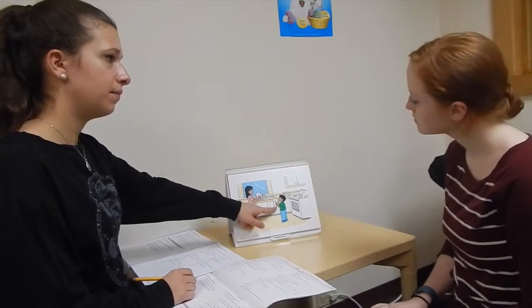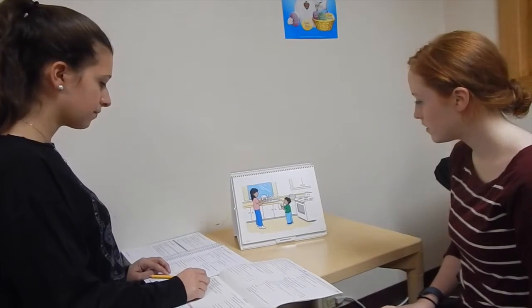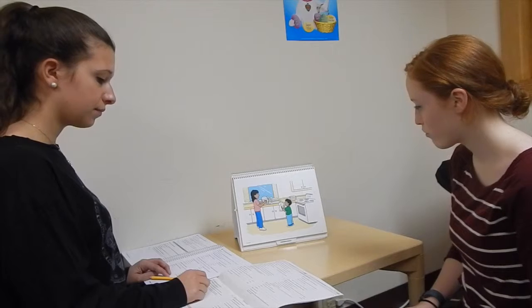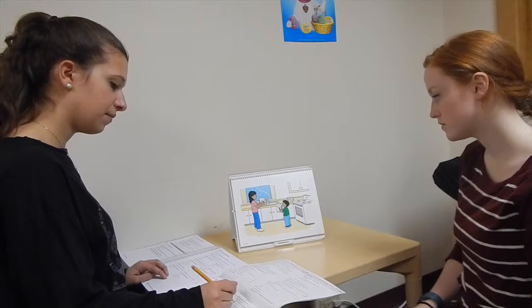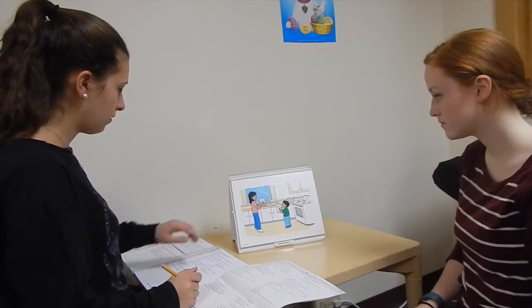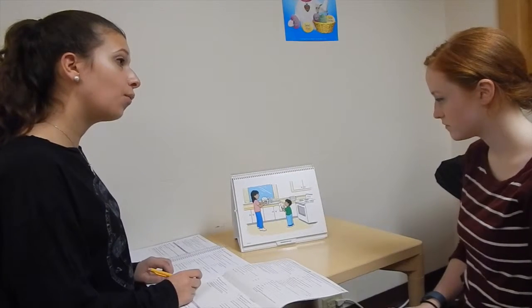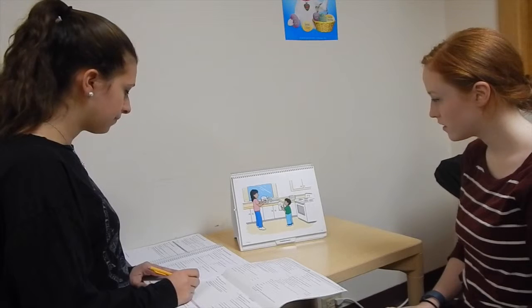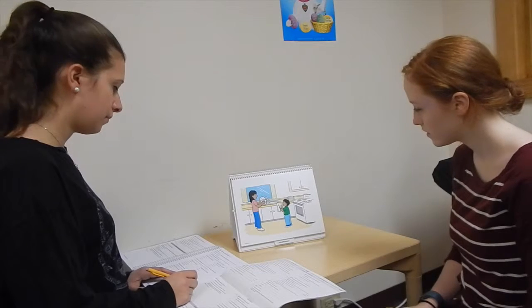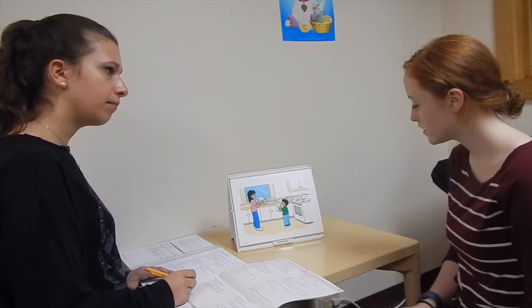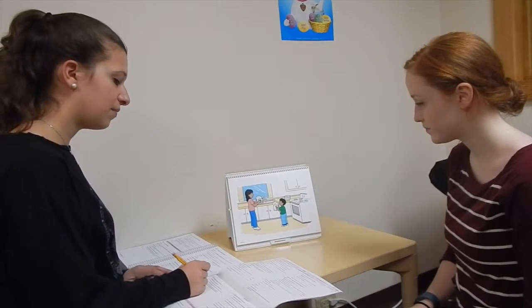Look at this boy. What is he doing? He is washing the plate. Good. He is not in the bathroom. Where is he? He's there. What room is he in? In kitchen. Good.